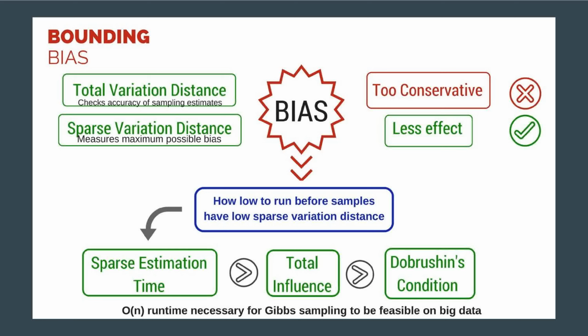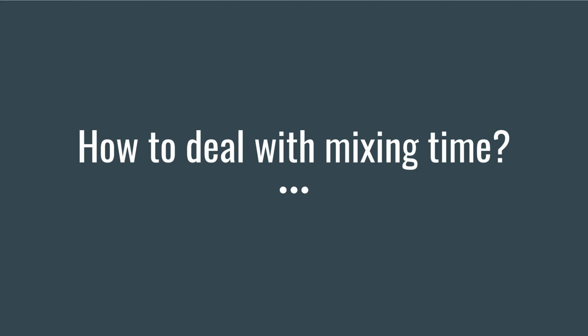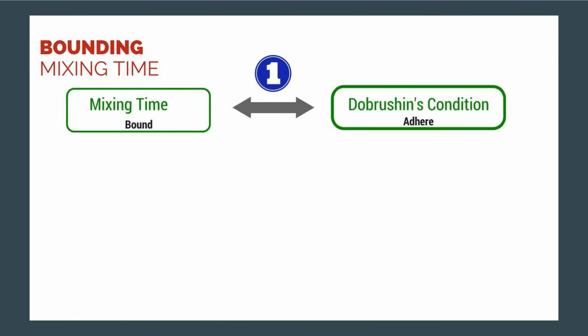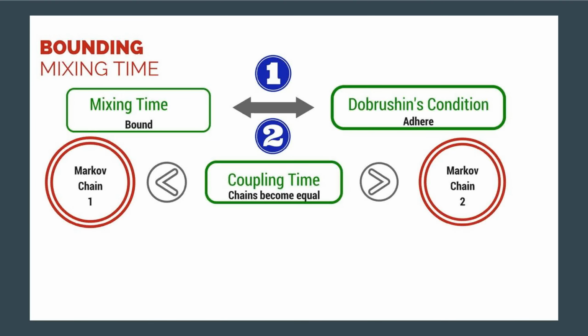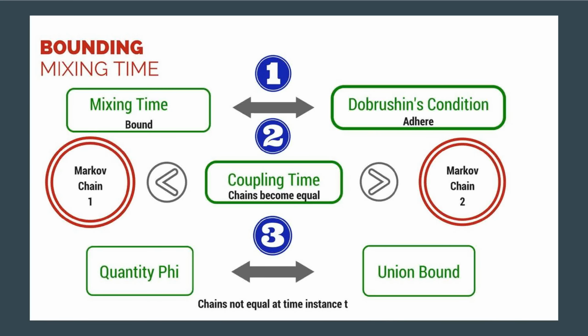Such a distribution needs only O(n) samples and satisfies Dobrushin's condition. We estimate the mixing time of Hogwild Gibbs sampling for the same set of models. Mixing time is bound on distributions that satisfy Dobrushin's condition. At coupling time, two Markov chains become equal regardless of their starting conditions. Union bound and quantity φ are introduced to bound the probability the chains are not equal at time instance t.